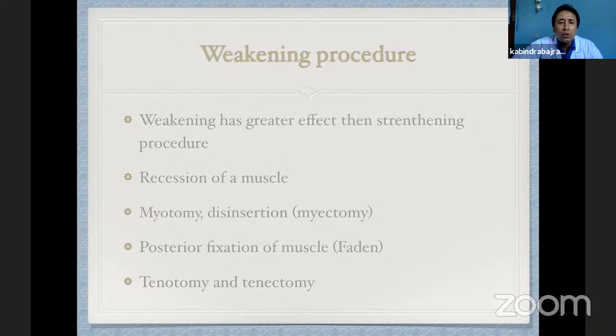In weakening procedures, we can do recession of muscle, where the muscle is disinserted and sutured behind the insertion site. Myotomy is making elongation of the muscle by doing several cuts. Disinsertion is also called myectomy. We just disinsert from the insertion site, and we do not need to suture. We can just leave that. For example, in case of +4 inferior oblique overaction, we can do myectomy, inferior oblique disinsertion. Posterior fixation of muscle, also called Faden procedure, is where a non-absorbable suture is applied 10 to 12 millimeters behind the insertion site, so that part will have no action for the required action. Tenotomy and tenectomy are also procedures where we can produce some weakening effect.